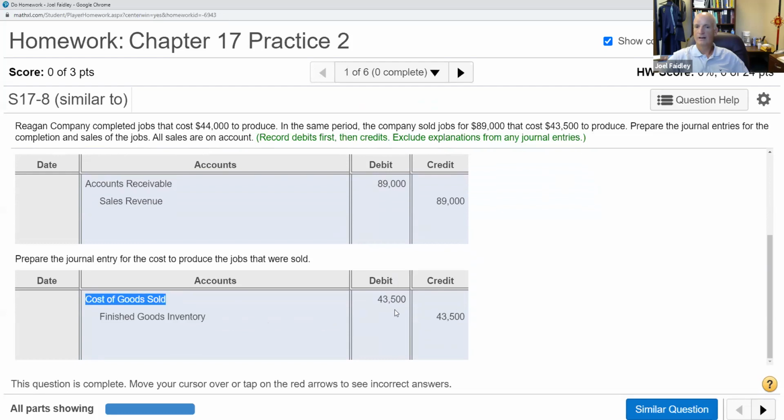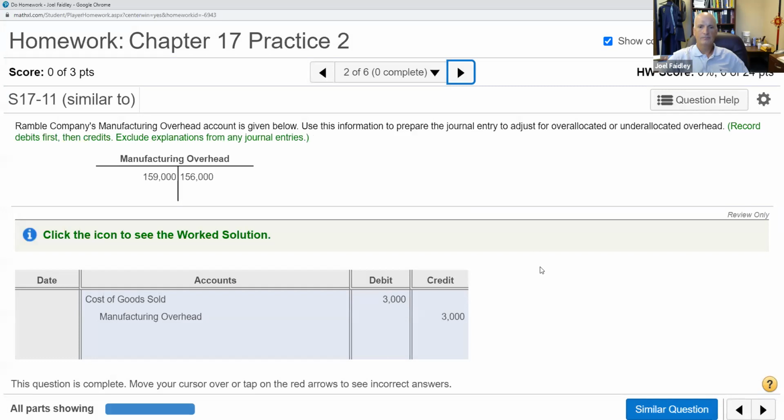But we sold it for 89. So what's our gross margin? 89,000 minus 43.5. That's our gross margin. Sales revenue minus what? Cost of goods sold. Number 2, another T account. How do we clean this up? You got a $3,000 debit balance. So you got what? Credit manufacturing overhead, and it always goes to cost of goods sold. Always.